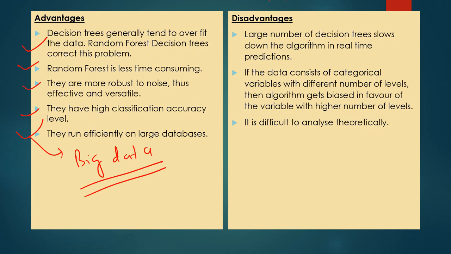It has disadvantages as well. A large number of decision trees slows it down, and sometimes it's difficult to handle such an algorithm with a heavy number of decision trees. If data consists of categorical variables with different numbers of levels, then the algorithm gets biased in favor of the variable with a higher number of levels. That's technically another disadvantage. And it's also difficult to analyze theoretically, so it cannot be explained easily to a non-technical audience.